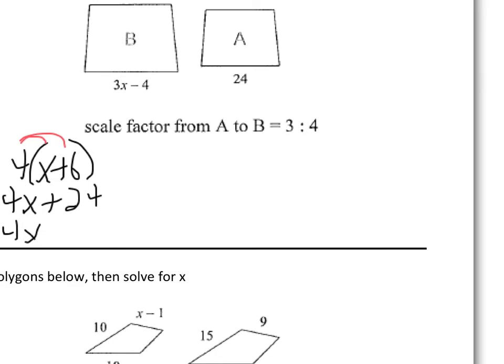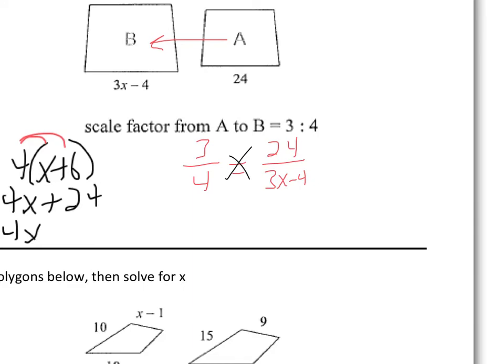Notice that we have A to B again. So if you look at our picture, it goes that way. So if I go 3 to 4, which is A to B, I'm going to write 24, which is the A shape, to 3x minus 4, which is the B shape. And again, those are corresponding sides. They give it to us that way, which is nice.